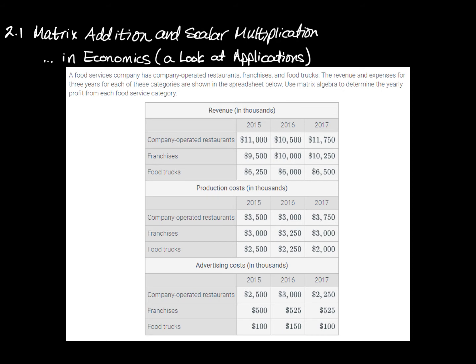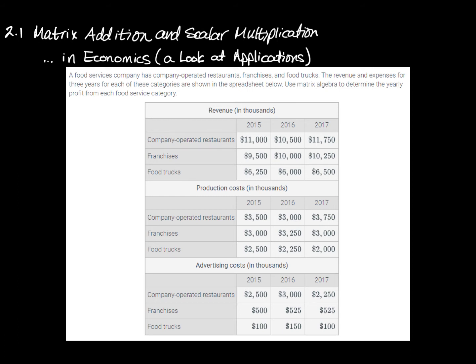This problem reads like this. A food service company has company operated restaurants, franchises, and food trucks. The revenue and expenses for 3 years for each of these categories are shown in the spreadsheet below. Use matrix algebra to determine the yearly profit from each food service category.